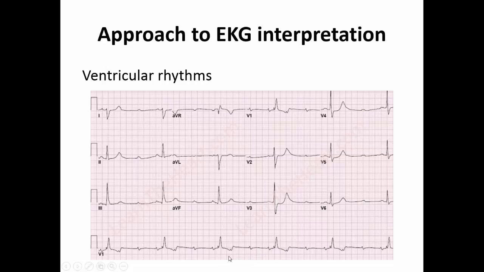And you can kind of tell that because it appears that the P waves and the QRS complexes are not talking. You get this wide QRS, which is pretty typical of a ventricularly initiated QRS complex. When the contraction in the ventricle is initiated in the ventricle, then the QRS complex tends to be pretty wide.